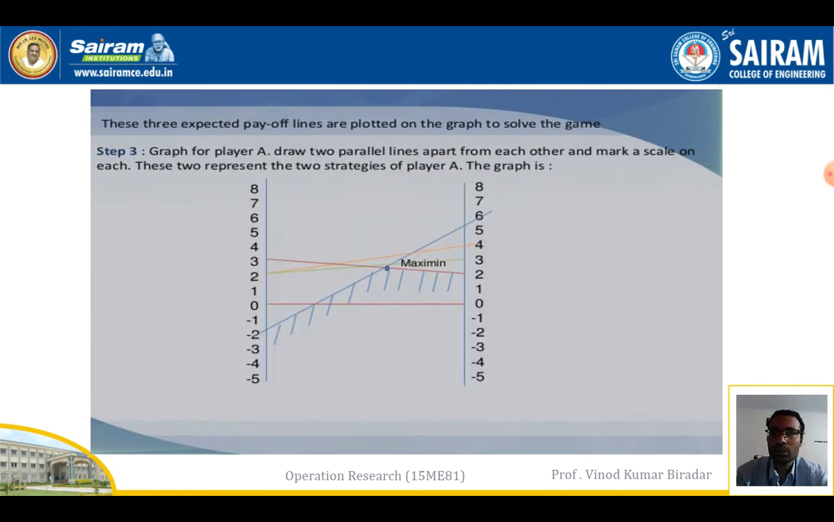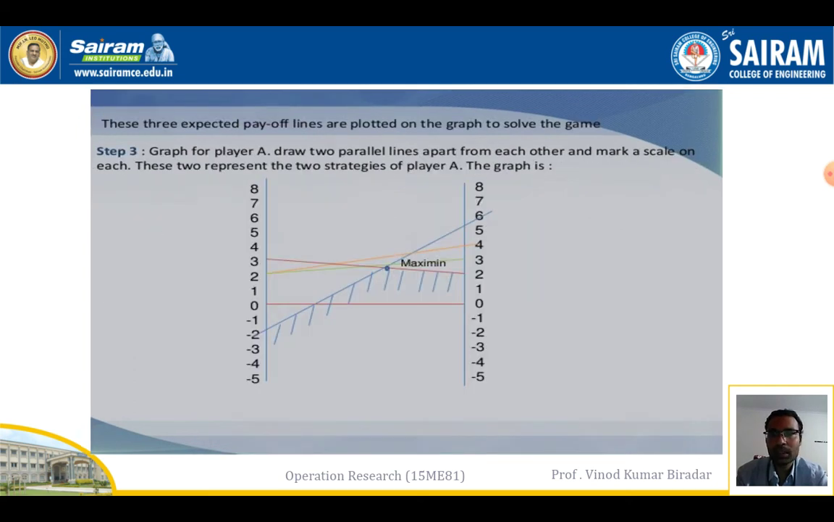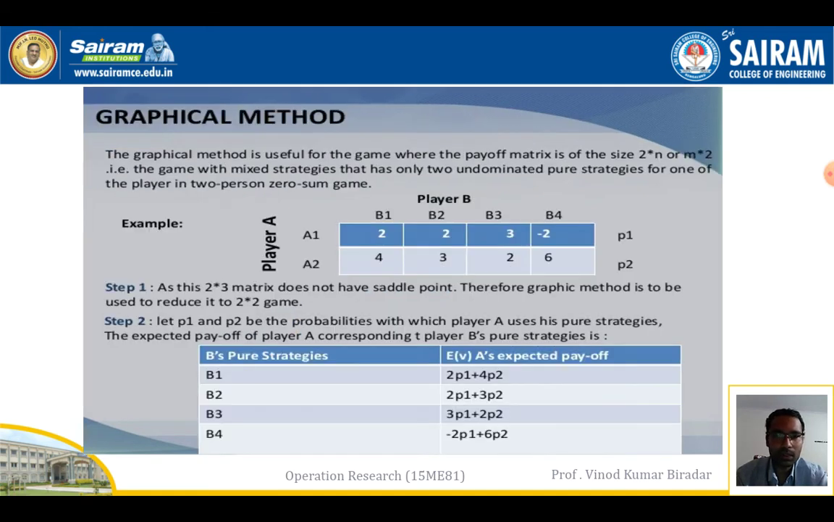Okay, these expected payoff lines are plotted on the graph sheet. These are called the expected payoff graph. This can be drawn on the graph sheet. Take the graph sheet and draw two horizontal lines some distance apart. The first line is called p1 and the second line is called p2.